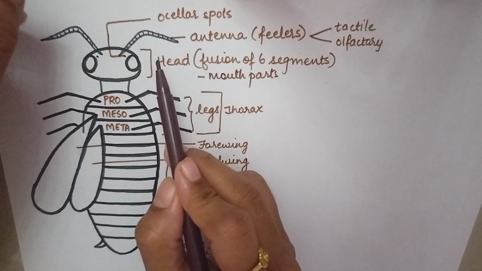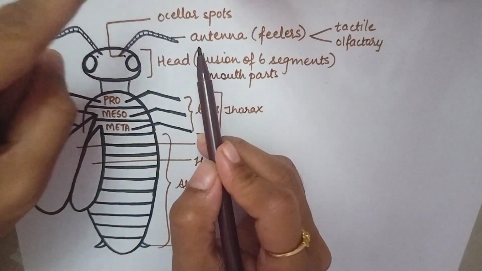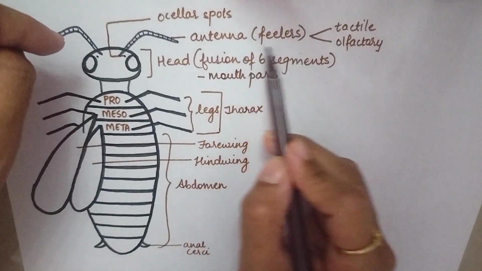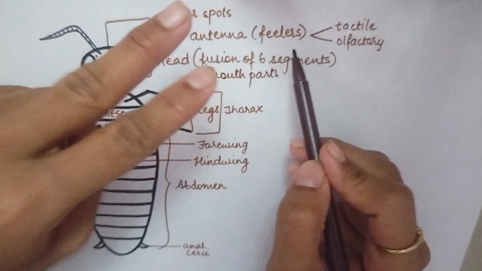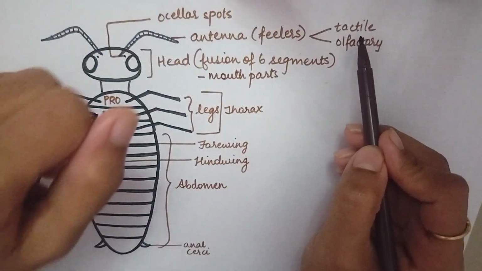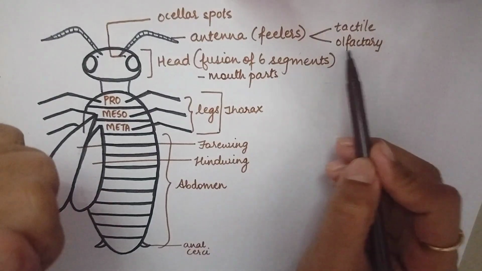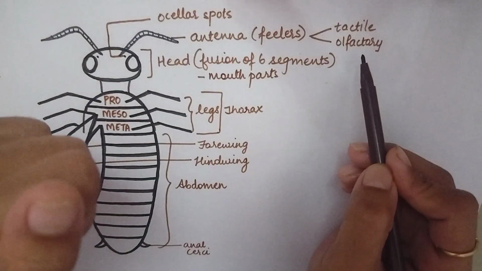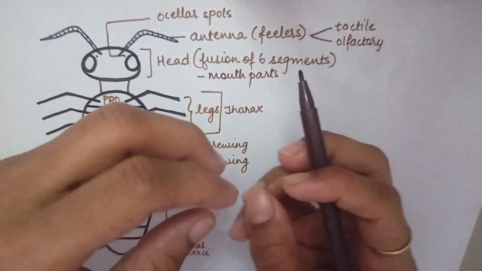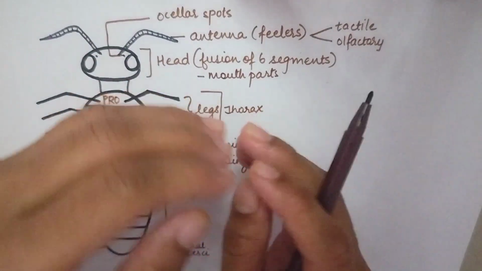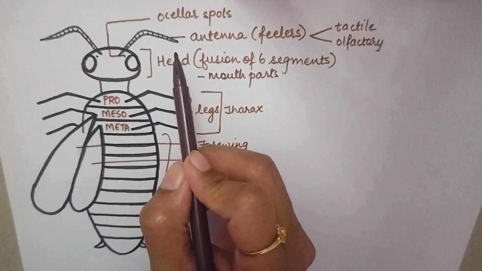Now in the head region you can find a pair of antenna. They are also called feelers. They have 2 functions: one is that they are tactile, that is, sensitive to touch, and the other is that they are olfactory, smell organs. So the antenna can locate the food which is present in the vicinity. Even if the food is far by, they can smell the food with the help of this antenna.